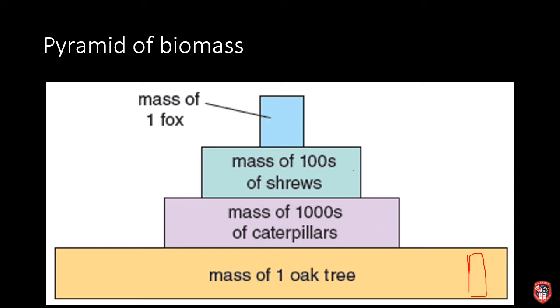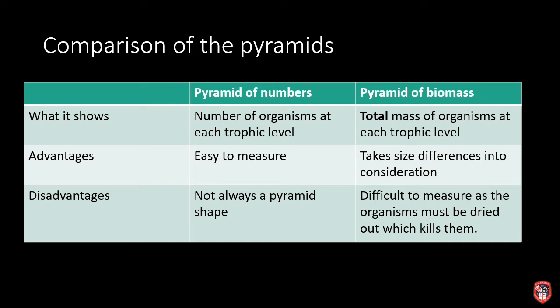But there are some big disadvantages of a pyramid of biomass. One of the questions you get is asking you to compare the pyramid of biomass with the pyramid of numbers. And therefore, you might need to know something like this. We've mentioned before, the pyramid of numbers shows the number of organisms at each trophic level, each feeding level. Pyramid of biomass shows the total mass, so forget the individual mass multiplied by the number. So the total mass of organisms at each trophic level.